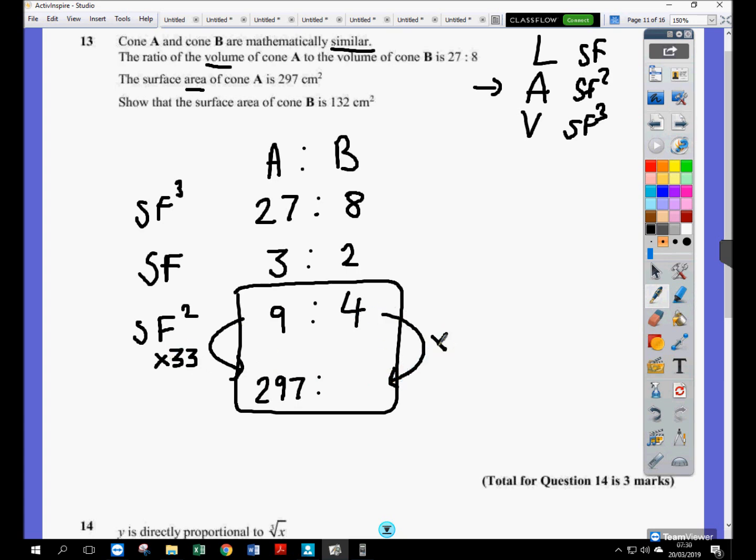I can do the same on this side. I can times 4 by 33. That will work out the number here, which is 132, which is the answer to the question.